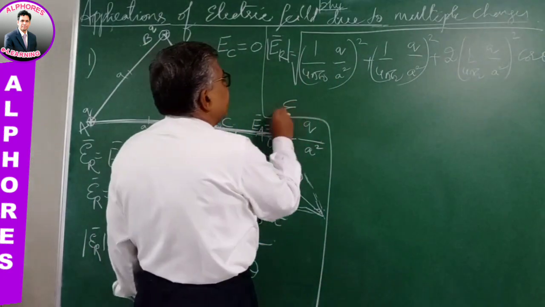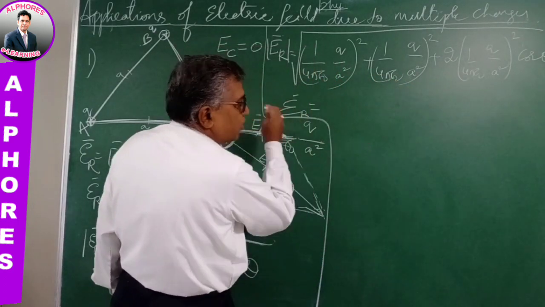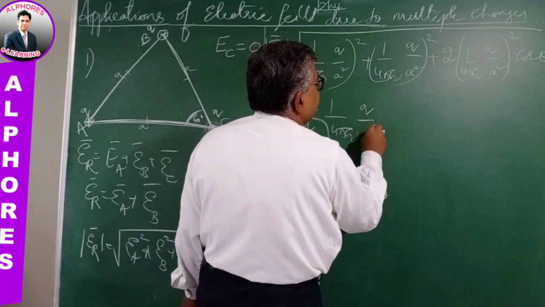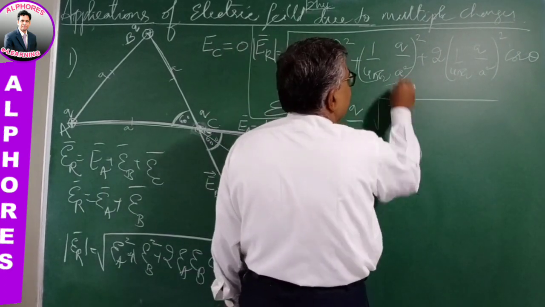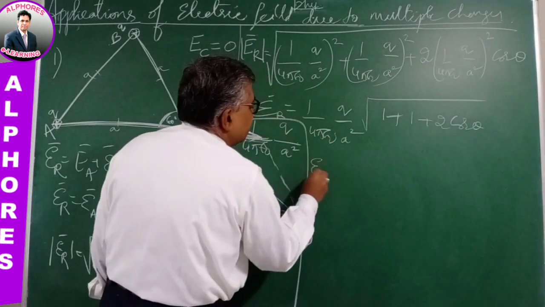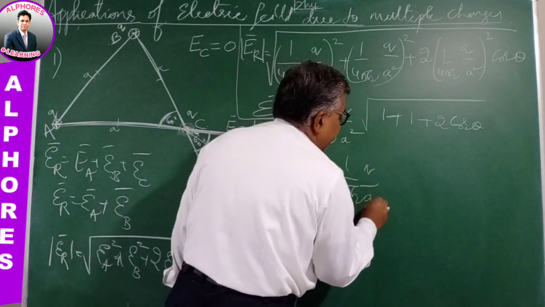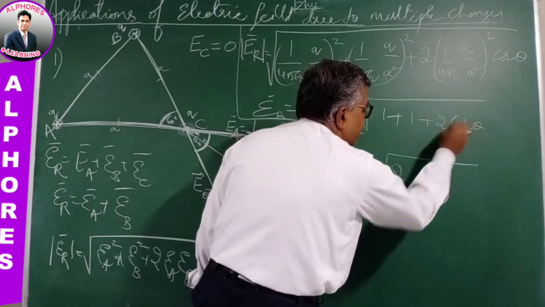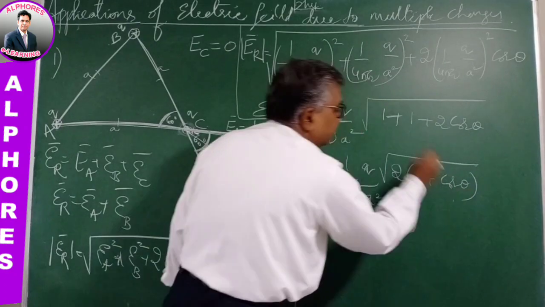Now the resultant electric field is equal to, since all the terms have the same magnitude, I can take the common terms out. So 1 by 4 pi epsilon naught q by A squared comes out, and under the root we have 1 plus 1 plus 2 cos theta. Therefore, the resultant electric field is 1 by 4 pi epsilon naught q by A squared times the square root of 2 plus 2 cos theta, so 2 bracket 1 plus cos theta.